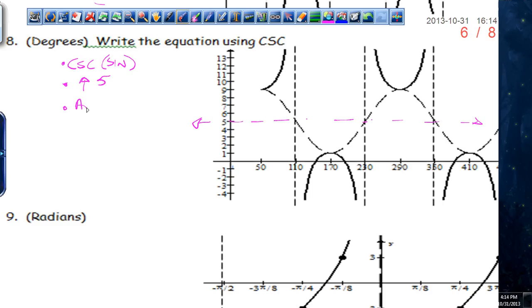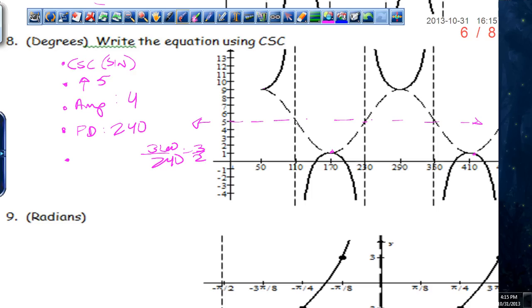And then that means my amplitude, remember, sine and cosine, cosecant and secant have amplitudes, is going to be 4, because from 5 to 9 is 4, and from 5 to 1 is 4. My period: we go from low point to low point, or high point to high point. That's 240. So 360 over 240 gives me my 3/2. So that's what B is. B is 3/2. And then lastly, my horizontal shift.